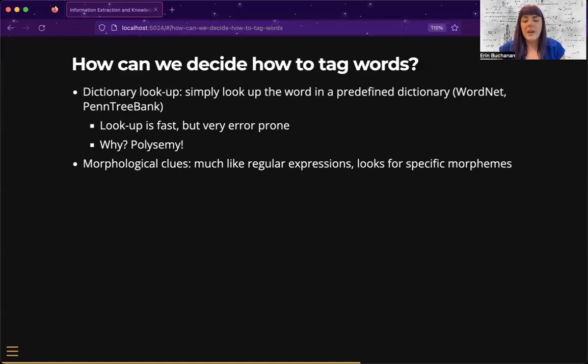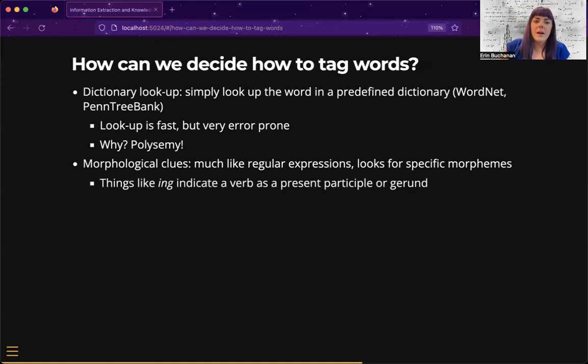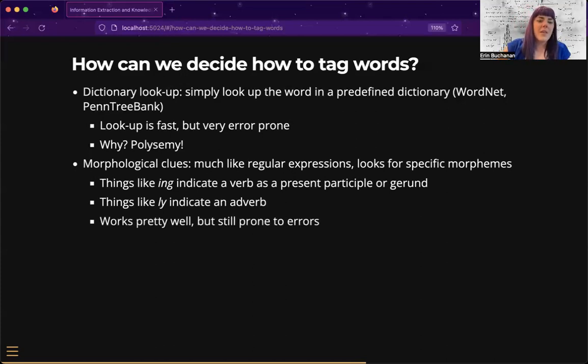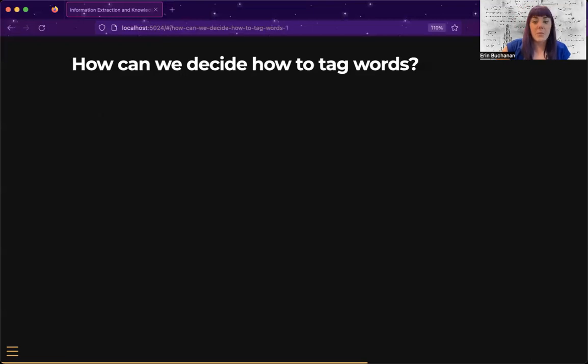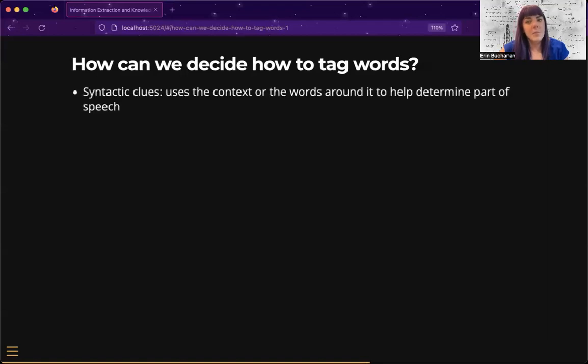I could look for anything with an S on the end to say it's a plural noun. Actually, on that one, I'd probably be more wrong than not, but you get the idea. So ing might indicate that it's a verb in what's called the present participle or gerund form. ly most likely is an adverb. That's pretty consistent in English. It's not perfect, but it's pretty consistent. Now that works pretty well, but it's still prone to errors. Like the word morning is an ing word that is not a verb. A couple more options.